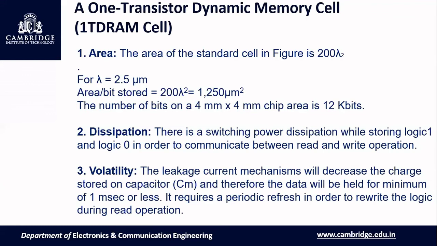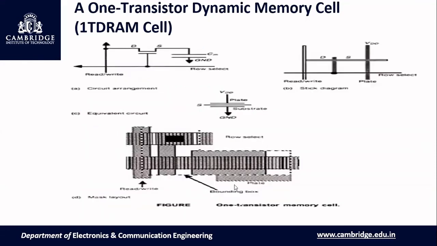And volatility: volatility means how long it can store. The leakage current mechanism will decrease the charge stored in the capacitor. Therefore, data will be held for a minimum of 1 millisecond or less. It requires a periodic refresh in order to rewrite the logic during read operation. Understood?